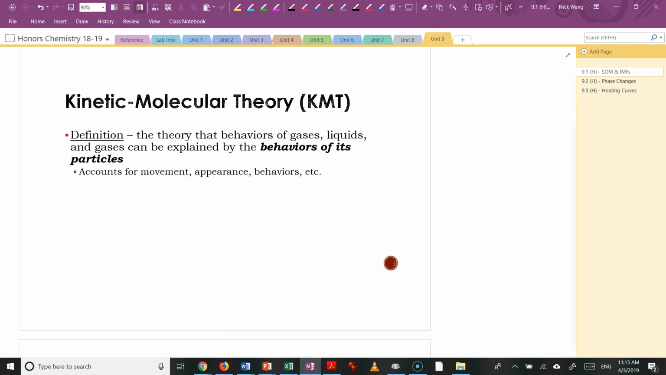So again, going back to this kinetic molecular theory, the theory that explains the behaviors of gases, liquids, and solids can be explained by the behaviors of its particles. So that all accounts for it.